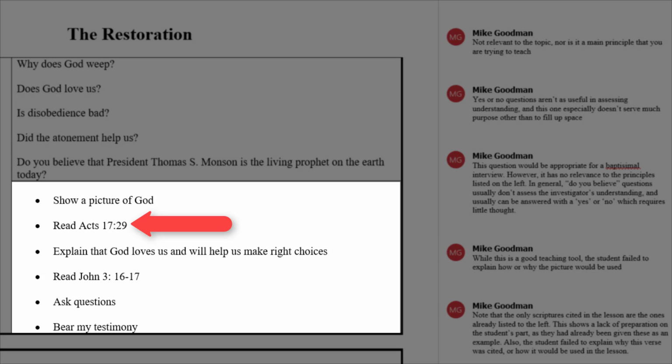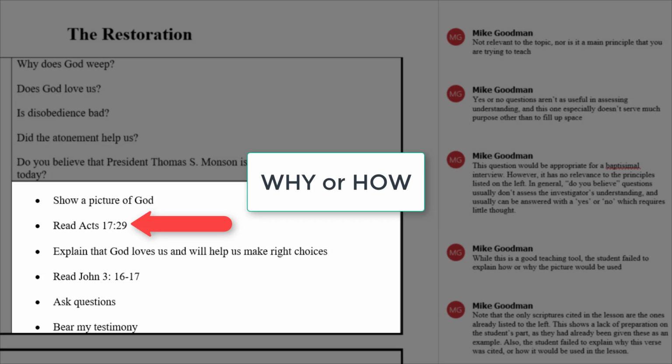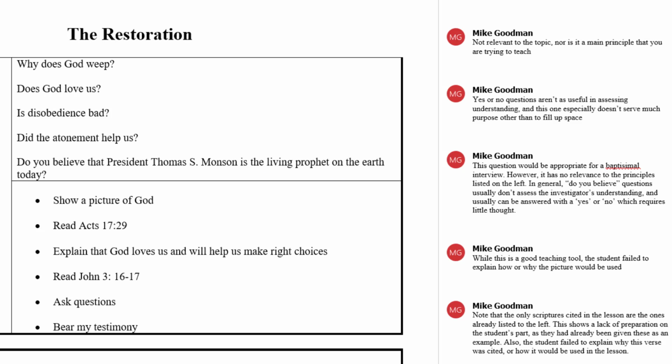Next, read this scripture. That's also a good idea. Scriptures are amazing, so please use them. But you haven't shown the why or the how. You've only briefly said the what. To make this method better, explain why you chose that scripture and/or how you will use it to teach that specific sub-principle. Another common error is to say something like, I will explain the resurrection. That is lovely, but how will you explain it? Just telling us that you will doesn't help us know how you will do it.